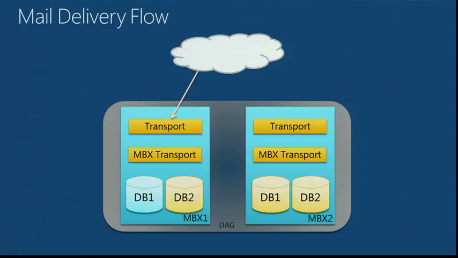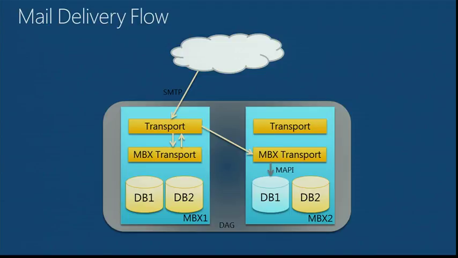So a message comes in. It goes into transport, talking SMTP. Transport will also talk SMTP to the mailbox transport component, which will then talk MAPI to the database. If something happens at the database, you see it fails. It goes yellow here and turns blue there. Again, the message will come into transport. Transport will say, no, the active database is over here. You need to go over here. And then it will deliver the mail message that way.